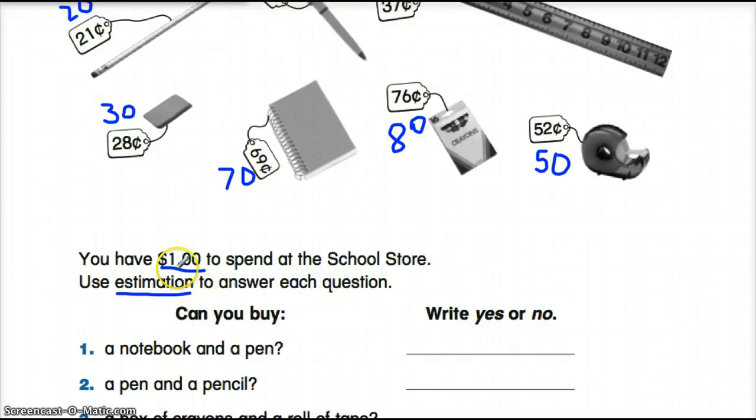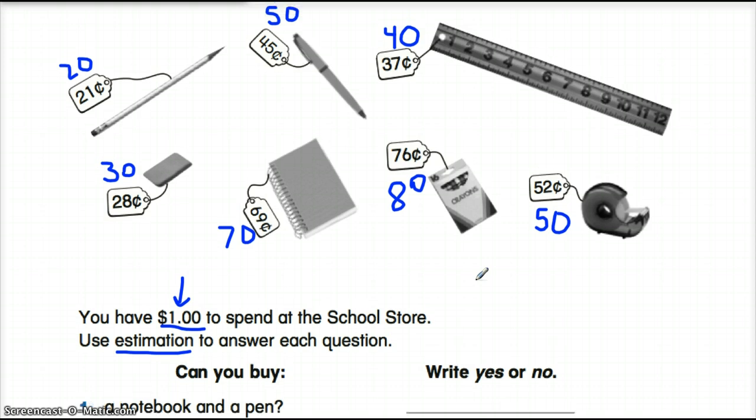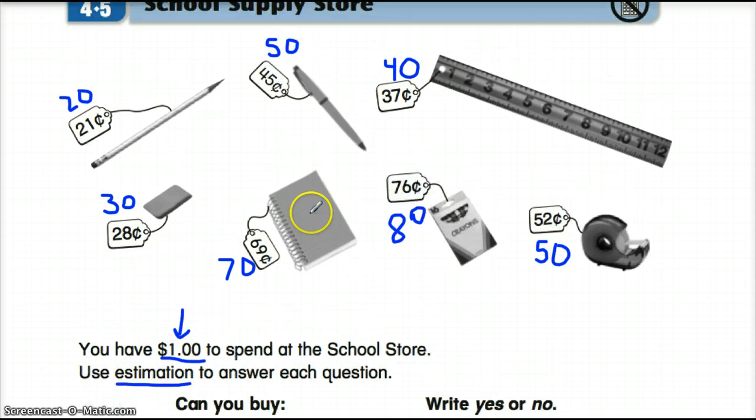Here's your question. Remember, you have $1 to spend, just $1, nothing more. Can you buy with your $1 a notebook and a pen? So can you buy those two things? And all we have to do is write yes or no. A notebook and a pen. Here's the notebook, and remember, that's about 70 cents. And the pen is about 50 cents. If you were to add the 70 cents and the 50 cents, could you buy that if you only had $1?